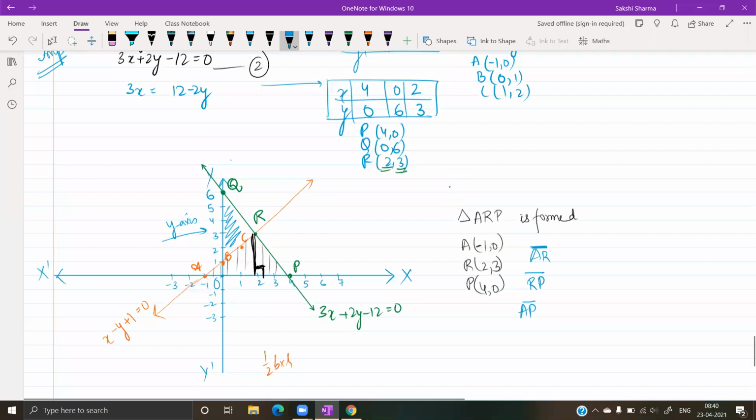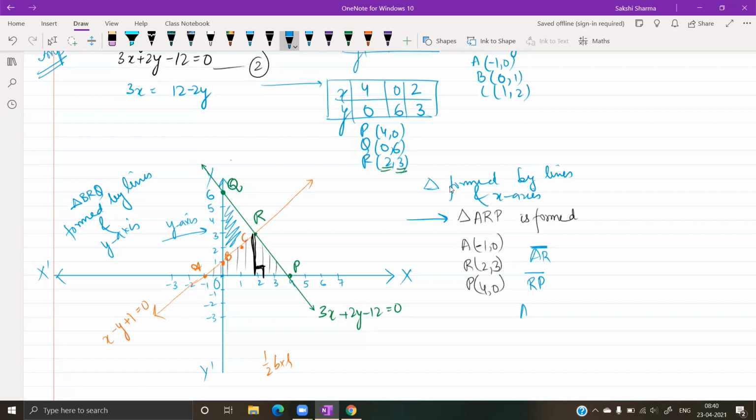Okay, ma'am. This actually is a very good question. Kindly make a note of this as well. अगर उन्होंने बुक में ये कहा होता write down the triangle formed by the lines and y-axis, that would be triangle BRQ. हमें यहाँ पे आइडेंटिफाई करना था triangle formed by the lines and x-axis. So our answer is this triangle ARP.